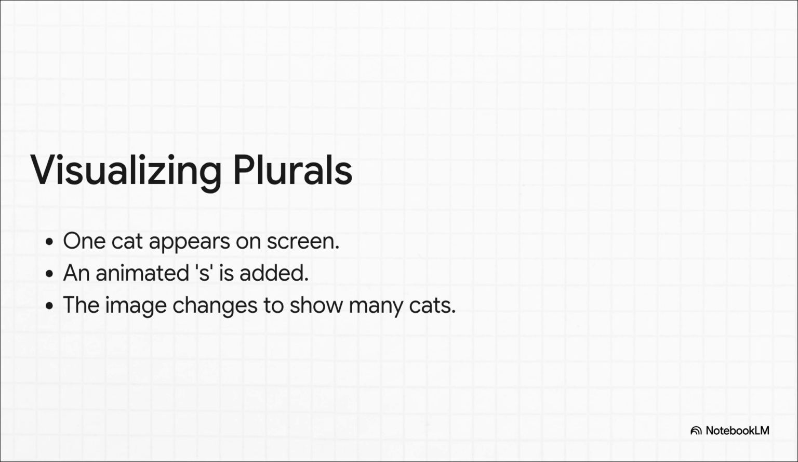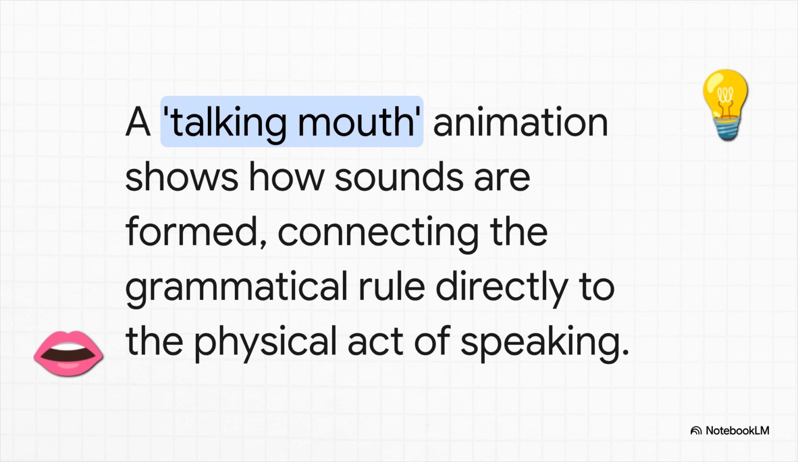First, one cat pops up. Then a little animated S literally flies in and attaches to the word. And boom, the picture changes to a whole bunch of cats. The rule isn't just explained, it's demonstrated. You can't misunderstand it. And it gets even more creative when it has to teach a trickier rule, like when to use a versus an.